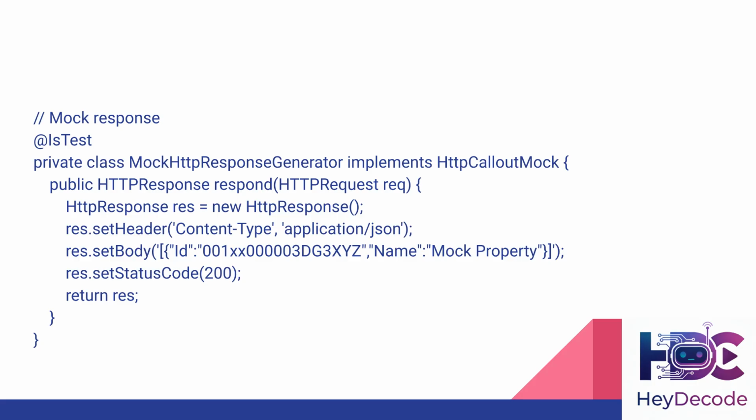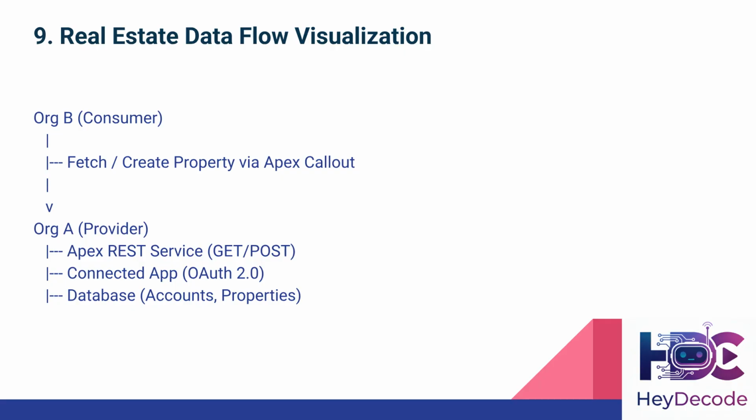The mock response class, MockHttpResponseGenerator, implements HttpCalloutMock. It defines a respond method to return a predefined HTTP response with a JSON body and a 200 status code for testing purposes. The real estate data flow visualization shows Org B, consumer, fetching and creating properties via Apex callout. This request goes to Org A, provider, which uses Apex REST service, connected app, and its database.